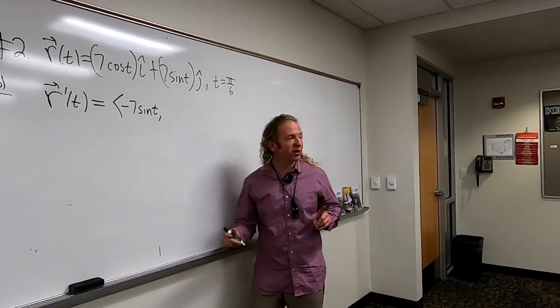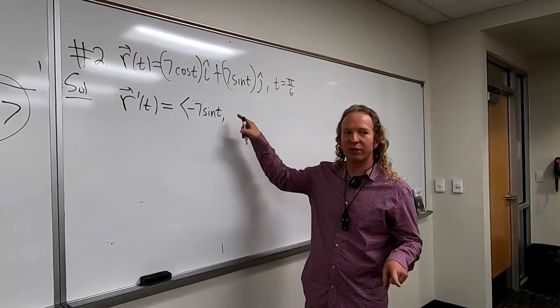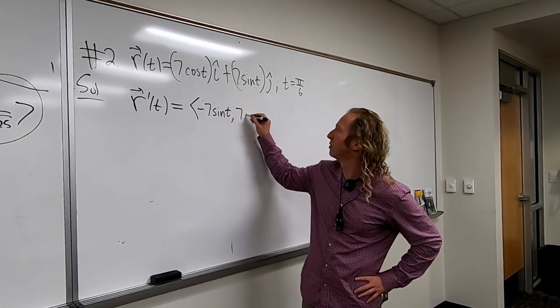And then the derivative of sine. Is it cosine or is it negative cosine? Cosine. Cosine, yep, 7 cosine. This is a good one for the test.